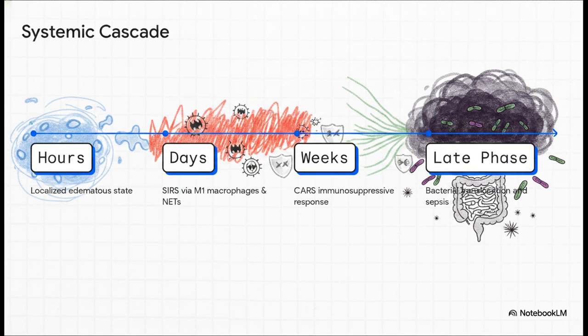The timeline is wild. In just hours, it's a localized swelling. But within days, M1 macrophages and destructive nets from neutrophils trigger a massive systemic inflammatory response syndrome, or SIRS. Now, the body tries to fight this in the following weeks with CARS, a compensatory anti-inflammatory response syndrome. But this overcorrection swings the patient into a highly dangerous state of lethal immunosuppression. This allows gut bacteria to translocate, ultimately causing deadly sepsis.